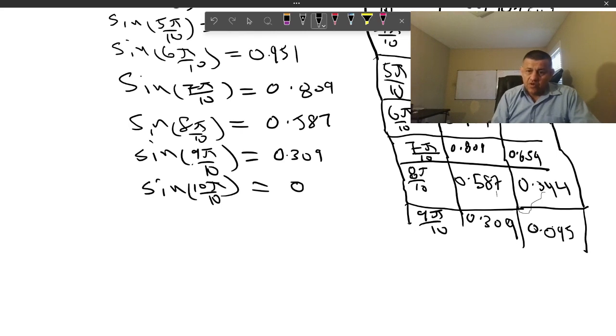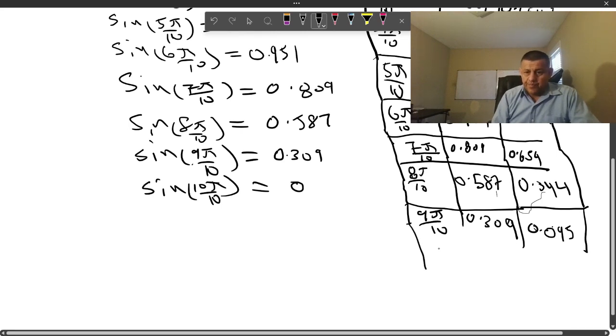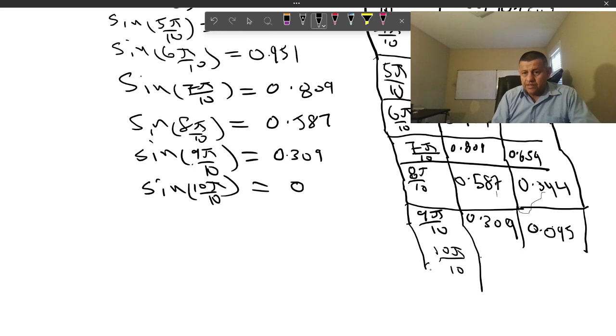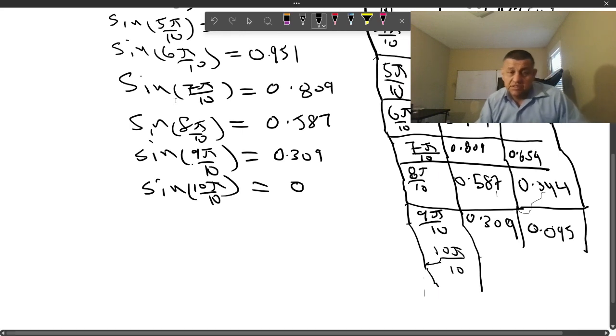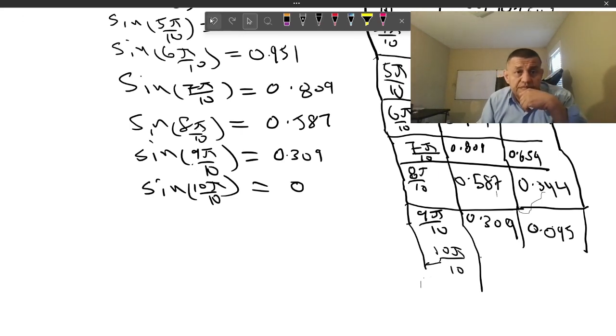And then of course at 10 pi over 10, that value is 0, right? So, let's see.